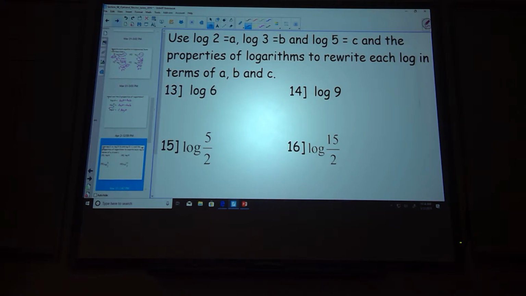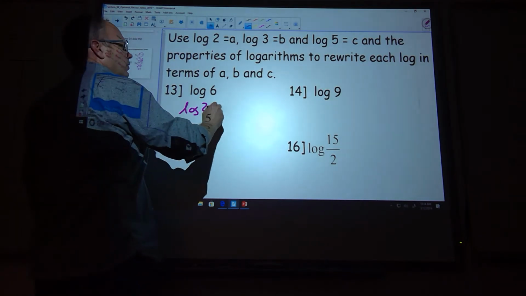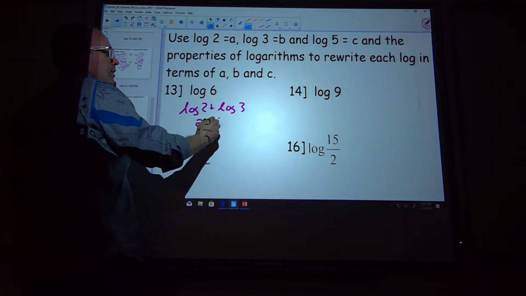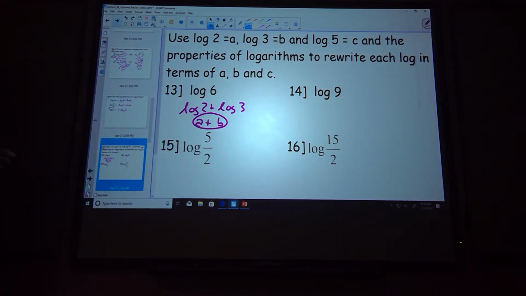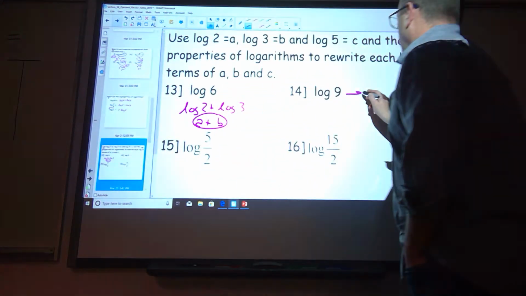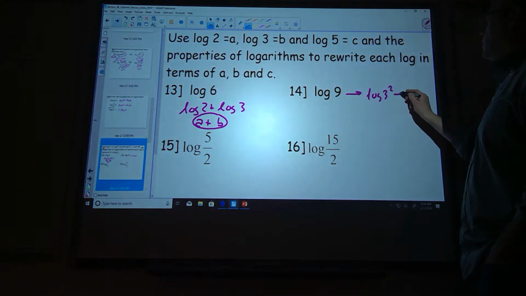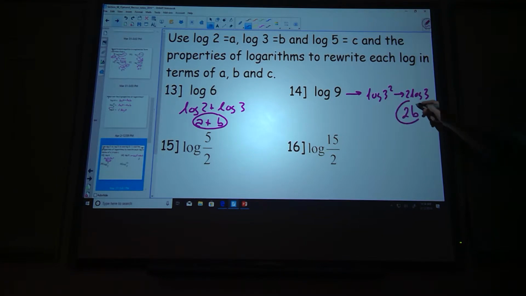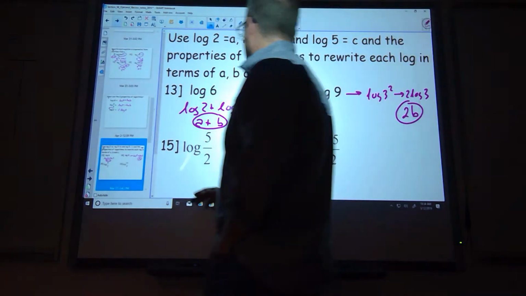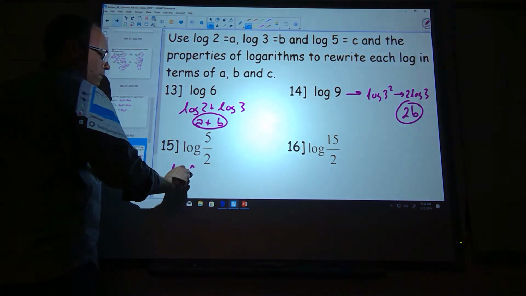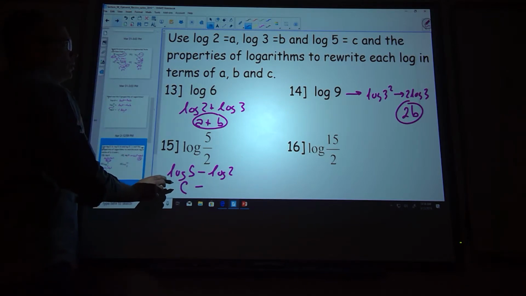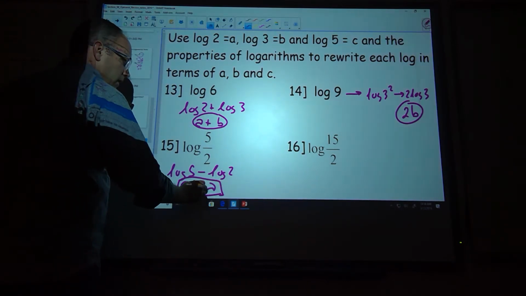All right. Use log 2 equals A, log 3 equals B, log 5 equals C. So this can be broken up to log 2 plus log 3, because 2 times 3 is 6. Log 2 is A, log 3 is B, so A plus B. Log 9 can be broken up into log 3 squared, which is 2 log 3. Log 3 is B, so 2 times B. This can break up to log 5 minus log 2, so C minus A.